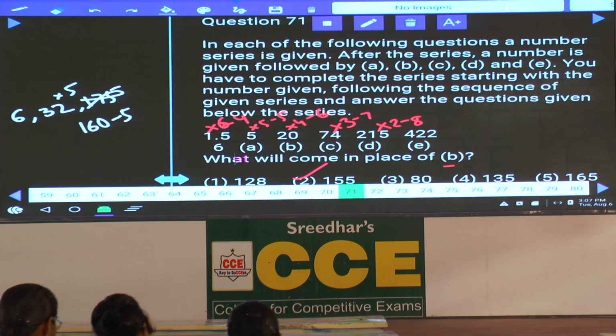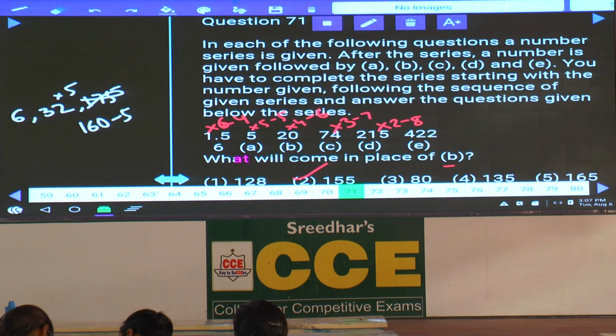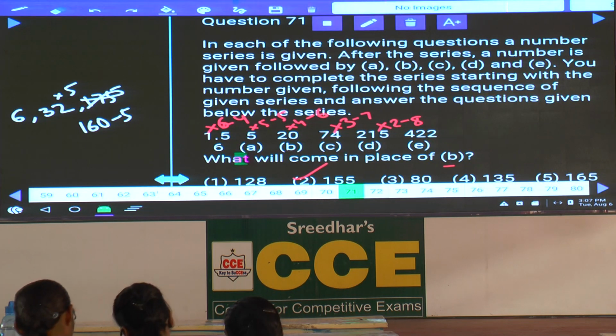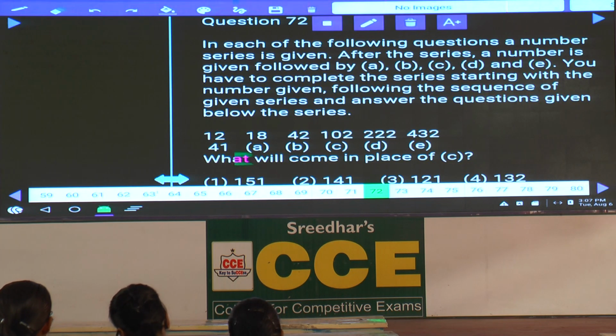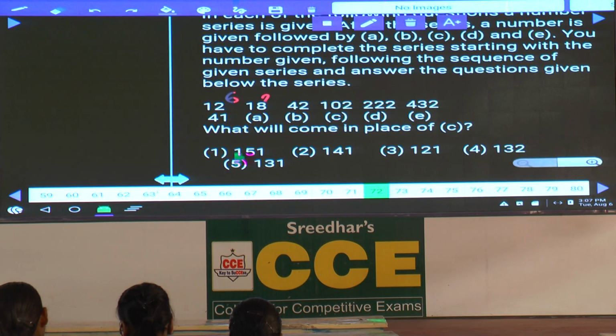Yes, question number 71. Yes, question number 72, any answer to this one? Now question number 72, 12, 18, 42, 102, 222 and 432. As the difference between 12 and 18 is 6, next one is 24, and next one is 60. Yes, what are these numbers?